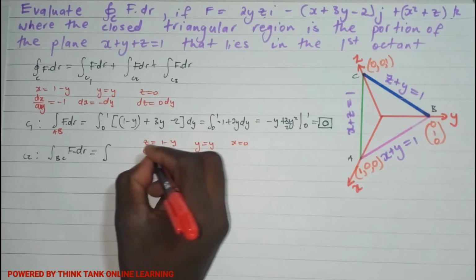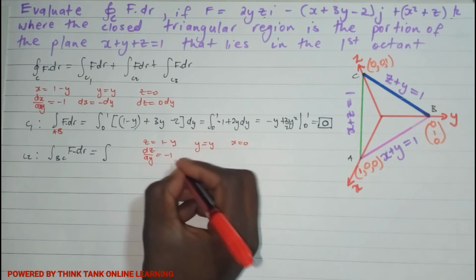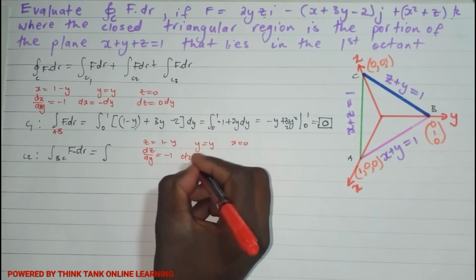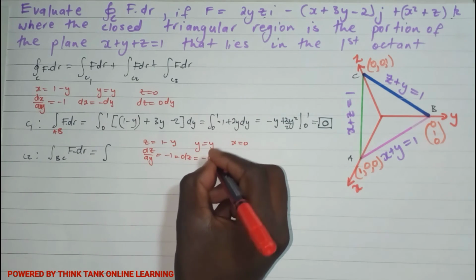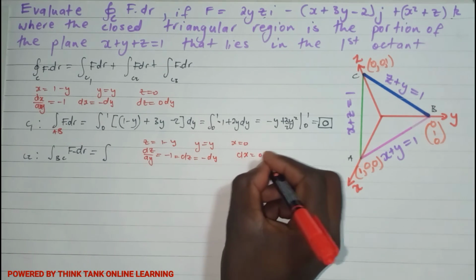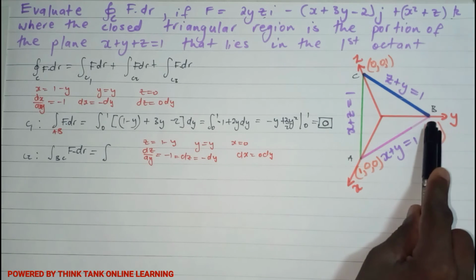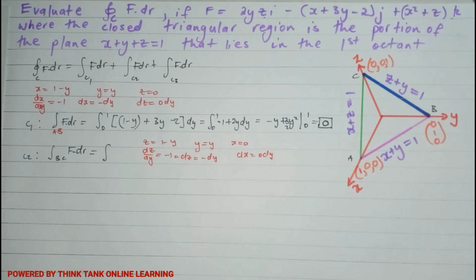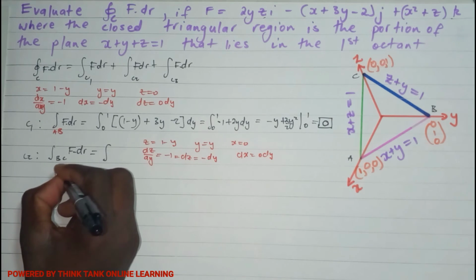Then dz/dy is going to be negative 1. So that means dz is equal to negative dy, and that means dx equals 0 dy. Now we're going to integrate. y was 1 here and y is now 0 here, so we're going to say y from 1 to 0.